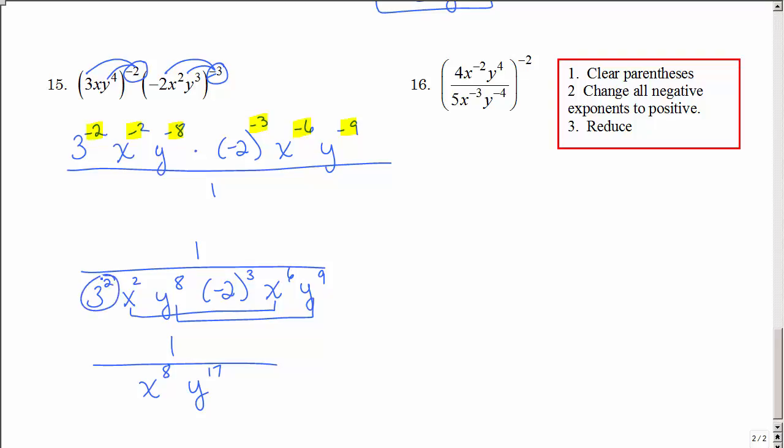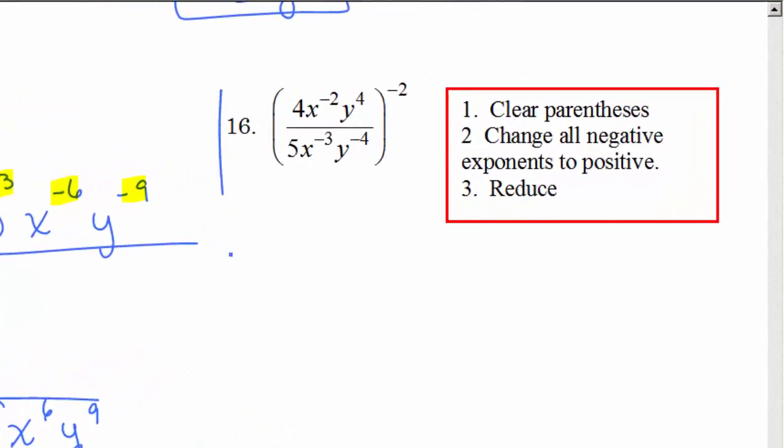Now what is 3 squared? Well, that's 9. What's negative 2 times negative 2 times negative 2? That's negative 8. If I multiply that together, that's negative 72. That's your answer. Now keep in mind, negative numbers we can keep just where they are. It's the negative exponents that we have to move.